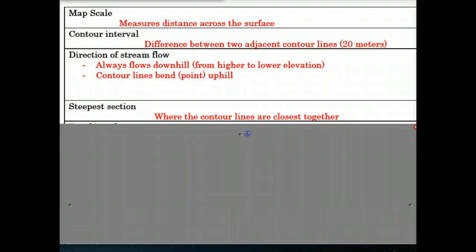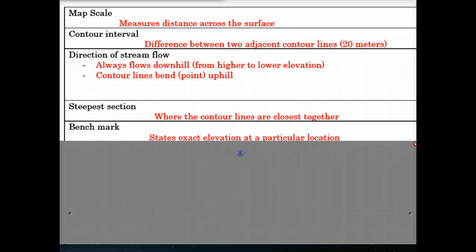The steepest place is where the contour lines are closest together. On that map, it's on the left-hand side, or the west side of the map. That's where the lines are closest together, so that's where it's steepest. If you wanted to go sledding, that would be the best place to go.